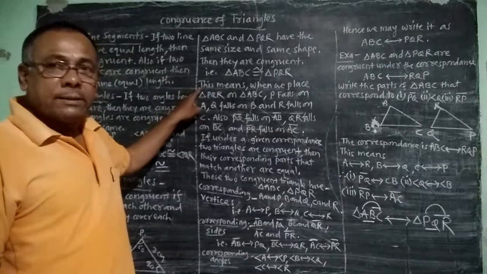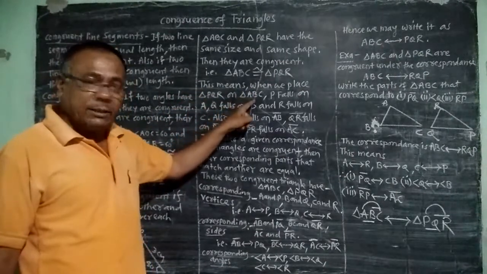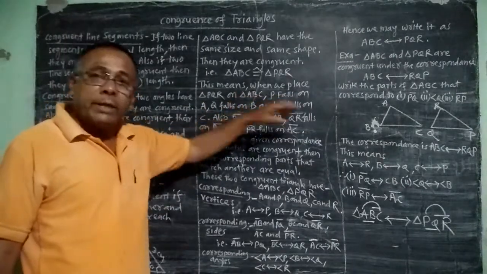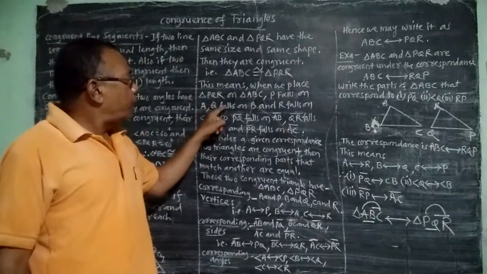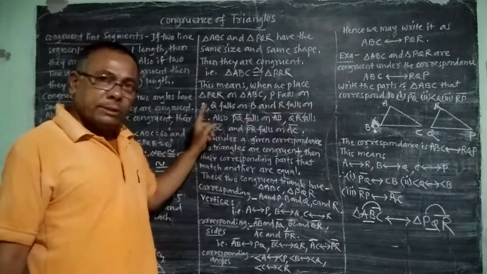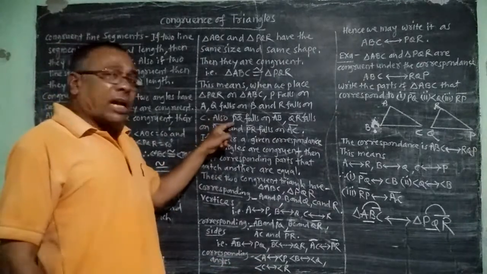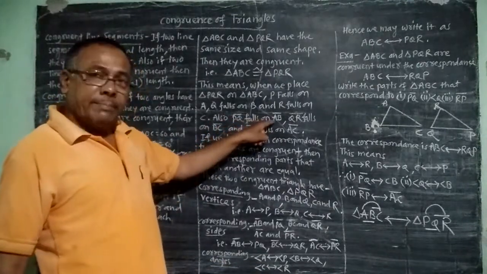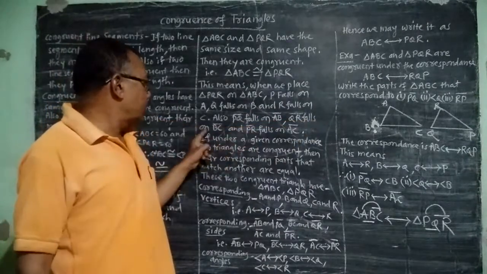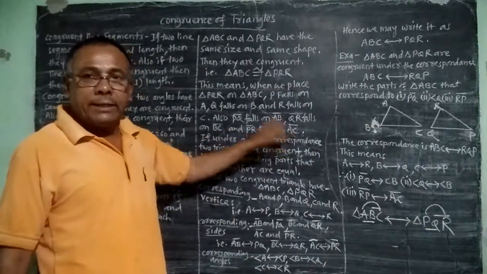This means when we place triangle PQR on triangle ABC, then P falls on A, Q falls on B, and R falls on C. Also, side PQ falls on side AB, side QR falls on side BC, and side PR falls on side AC.